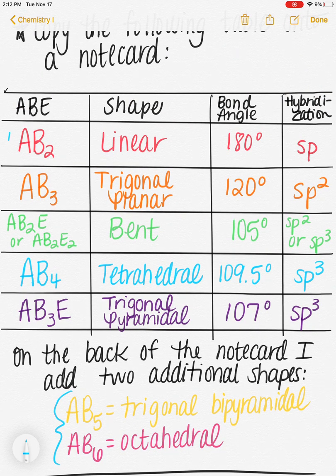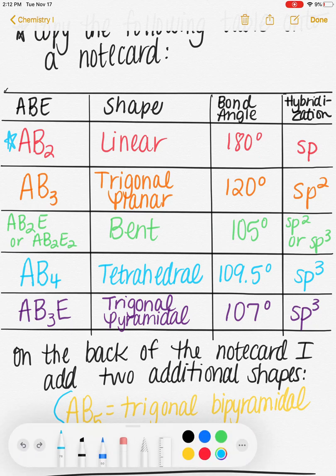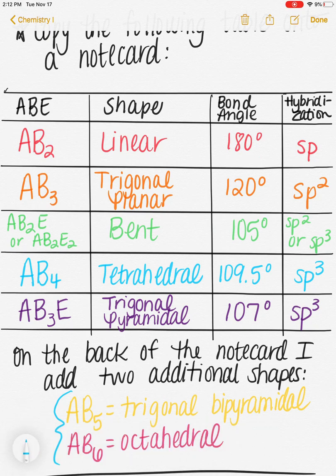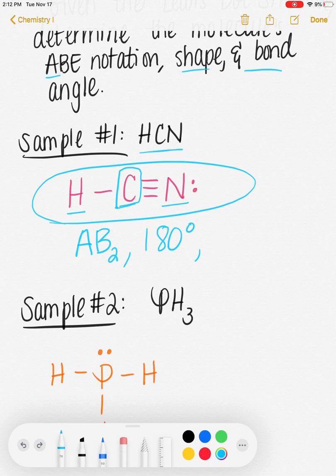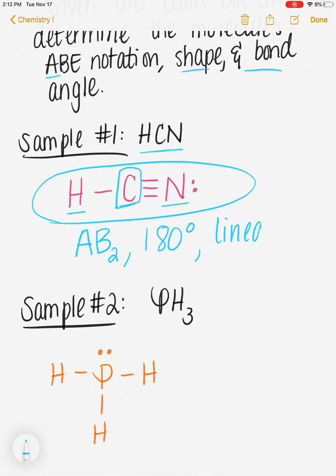So I go up to my table and I find the line for AB2, and I read across. The shape of an AB2 molecule is linear, and it has a bond angle of 180 degrees. So that's what I'm going to add to my answer down here, because it said to give the shape and the bond angle. So AB2 has a bond angle of 180 degrees, and a shape that is linear.